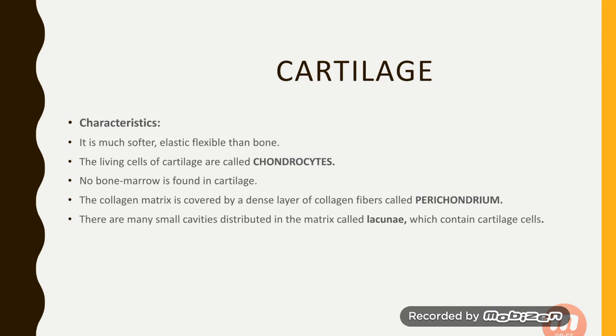Now, the living cells of the cartilage are called chondrocytes, and you have discussed that the cells of the bone are called osteoblasts, osteocytes, and osteoclasts respectively. Now, you may have a comparison while we talk about the cartilage with that of the bone. The cartilage cells secrete flexible, elastic, and non-living matrix of the collagen that surrounds the chondrocytes.